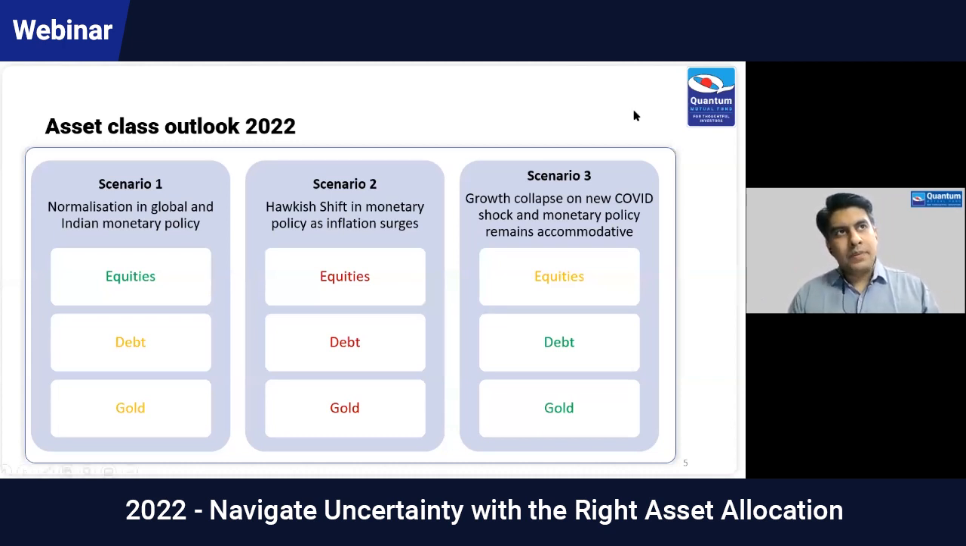If growth collapses because of, say, another COVID shock, or monetary policy remains accommodative but inflation surges, that kills growth because of the inflationary pressures within the economy, demand collapses, then equities will generally not be the asset class to hold on to. It will not do as well as what debt and gold would do. So again, three scenarios.